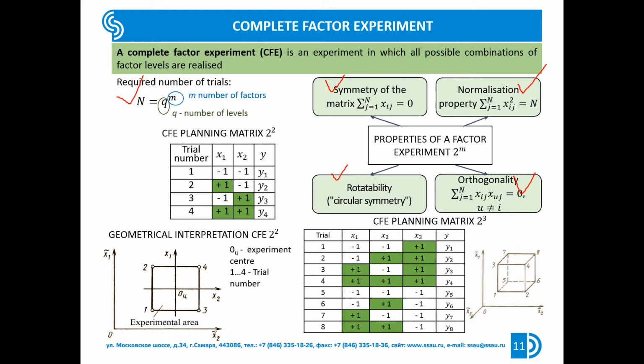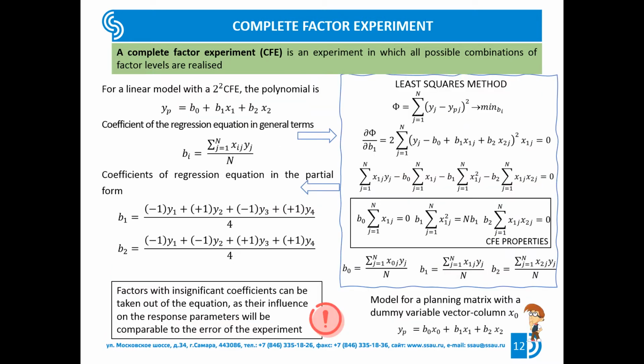Complete factor experiment 2 to the power of 3 will have 8 experiments. Its matrix is shown in the table. Geometrical interpretation of the complete factor experiment is a cube. Coordinates of its vertices 1 to 8 are given by the conditions of experiments. For a linear model with a 2 to the power of 2 complete factor experiment, the polynomial is this.